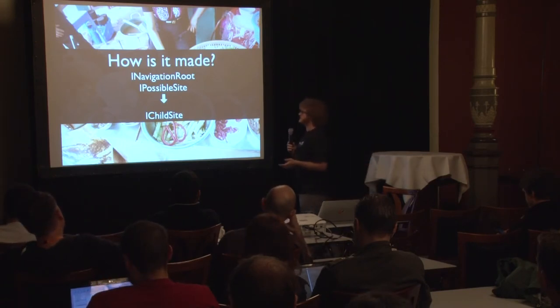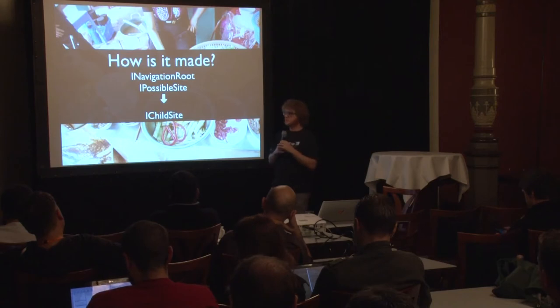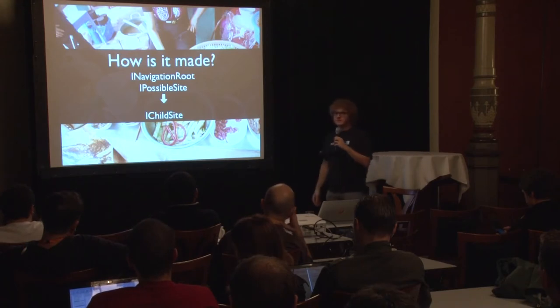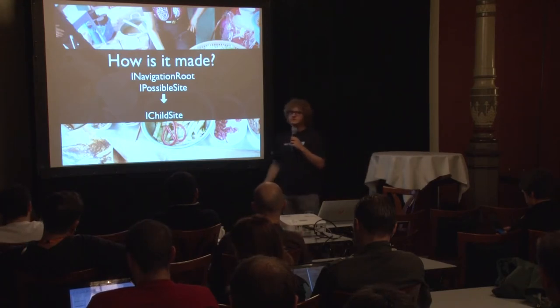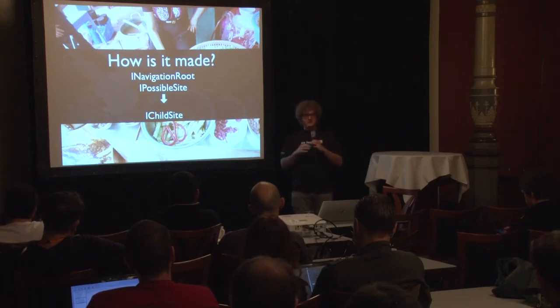What Lineage does on top of that is give you a more site-like object when you activate it. So that's where the second interface comes in. iPossibleSite gives us a way to have a component registry. This is kind of low-level detail that most people probably don't need to know about.